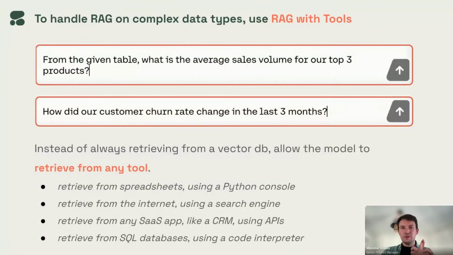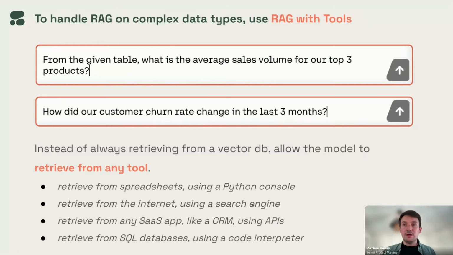Okay, number 2, RAG with tools. So far, we assumed that our RAG setup was only connected to a vector database. And that's the case for most RAG systems. The idea here is to allow the model to retrieve from a vector database, but also from any tool it might want to retrieve information from. So for example, you can allow your model to retrieve from a spreadsheet if you connect the model to a Python console, because now the model can use the Python console to write some Python code to analyze the spreadsheet and retrieve information from it.